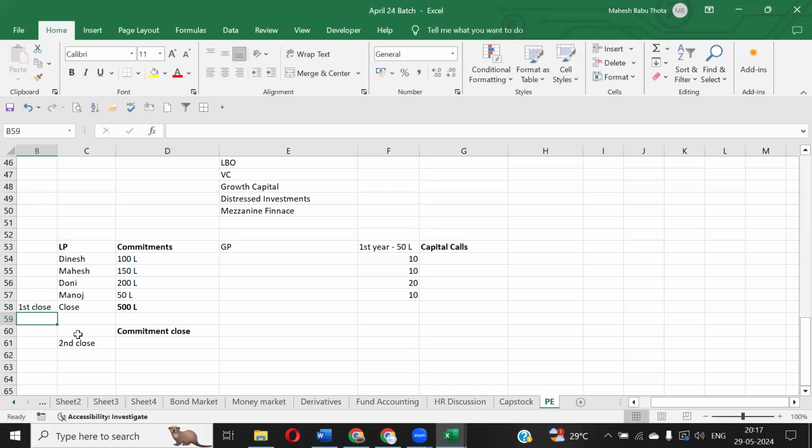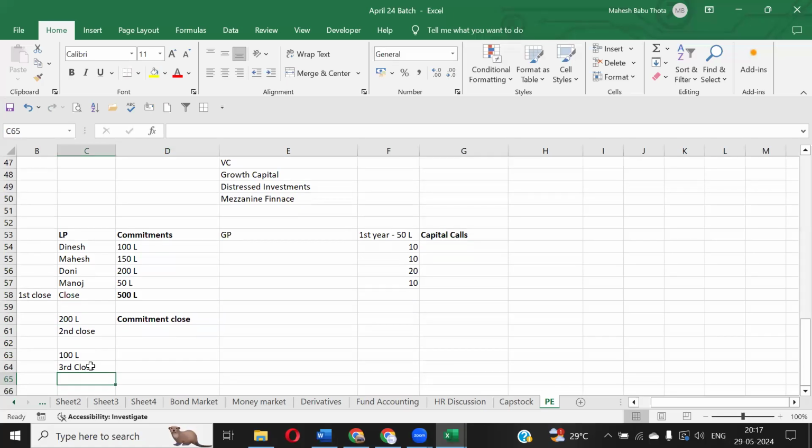Additionally, I need how much capital? 200 lakhs capital I need. So after collecting this 200 lakhs capital, again I'm closing the commitment. That is called the second close. Maybe after 3 months, I need 100 lakhs capital. Again, I'll collect this 100 lakhs, allow new investors, and close again. That time it is called the third close. Is everyone understanding the meaning of close? Yes, sir.